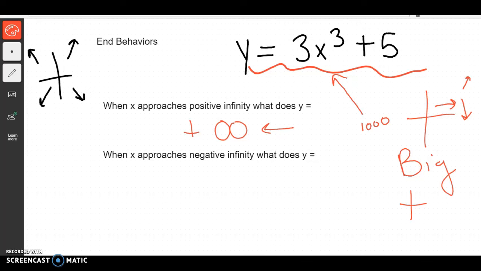Let's see what happens when we throw a negative in there. I'm going to do the same thing, negative 1,000. Negative 1,000 cubed becomes a really, really big negative number, and that times 3 gives you a really big negative number. So as x goes this other way, the first time it went up, as x goes this way, it's going to go down. So you put a really big positive number in, a really big negative number in, and you see which way it goes.